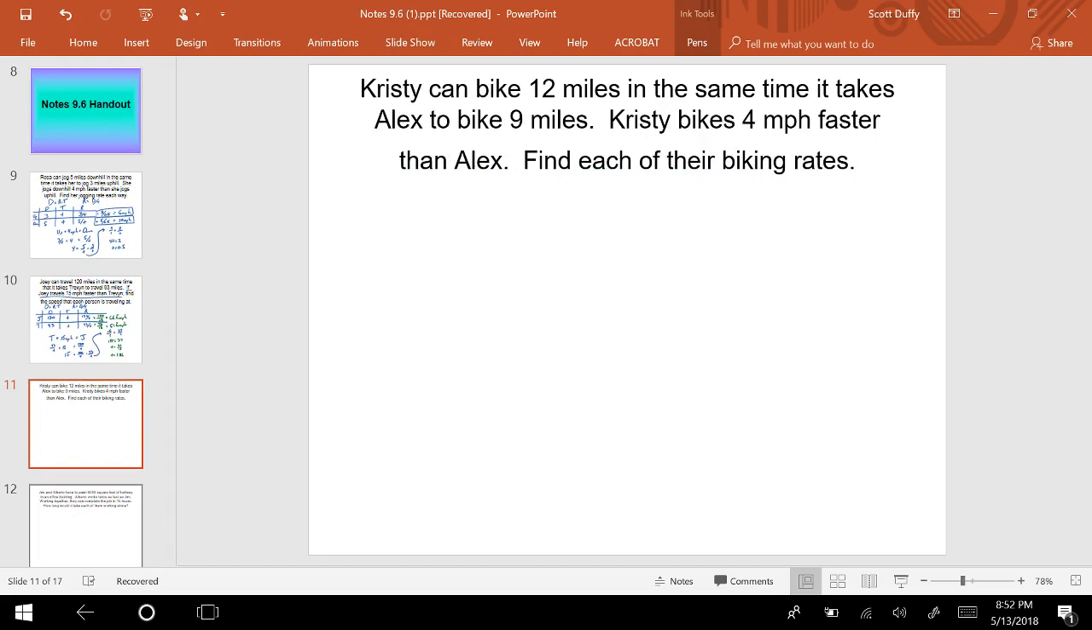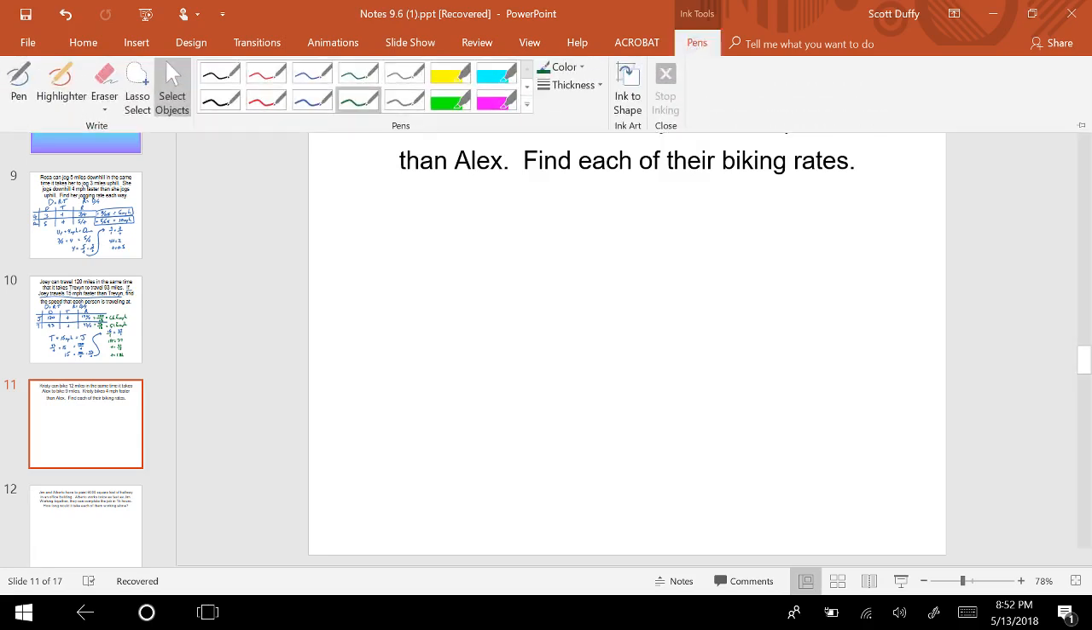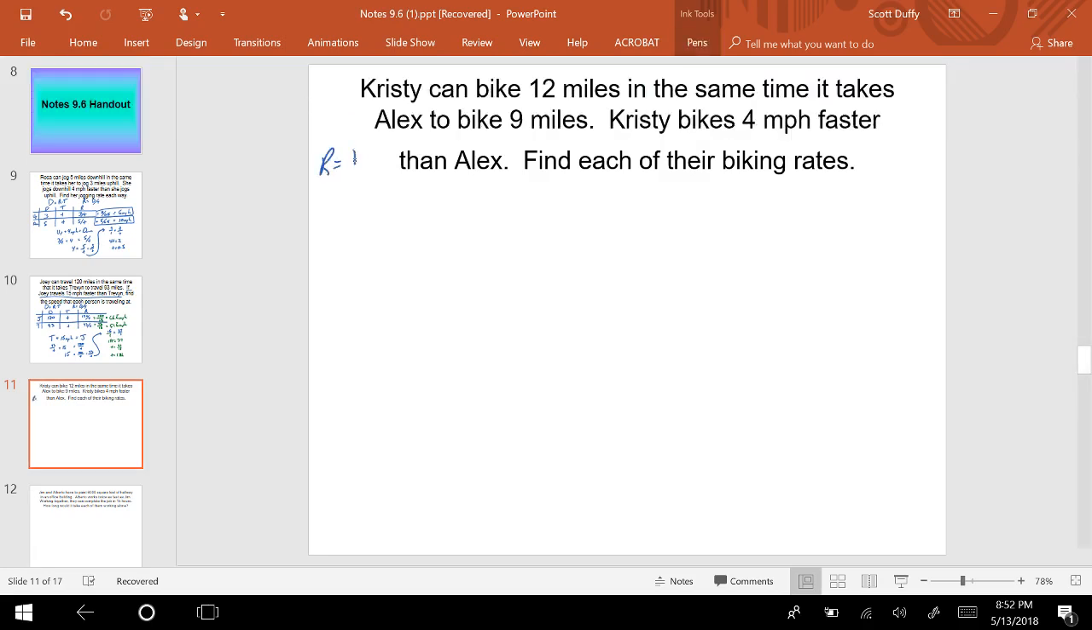Christy can bike 12 miles in the same time it takes Alex to bike 9 miles. Christy bikes 4 miles per hour faster than Alex. Find each of their biking rates. Same thing. Okay, so remember, rate equals distance over time. Distance, time, rate. We have Christy. We have Alex.